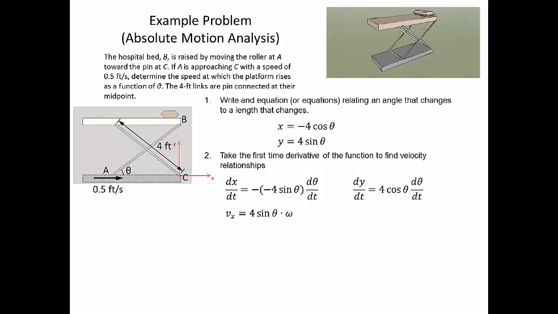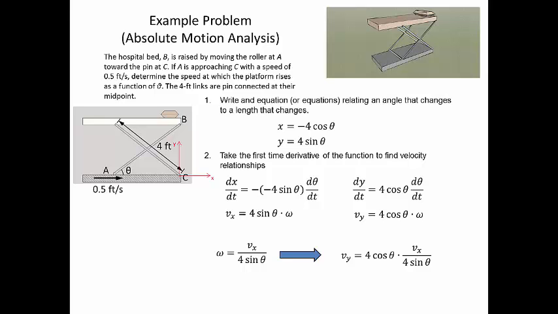We can simplify these so that the velocity in the x direction is equal to 4 sine of theta times the angular velocity, and the velocity in the y direction is equal to 4 cosine of theta times the angular velocity. Solving for our angular velocity from our velocity in the x direction equation, our angular velocity is equal to the velocity in the x direction divided by 4 times the sine of theta. This can be substituted into our velocity in the y direction equation so that the velocity in the y direction is equal to 4 times the cosine of theta times the velocity in the x direction divided by 4 times the sine of theta.